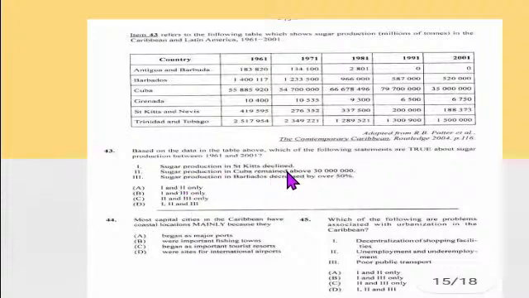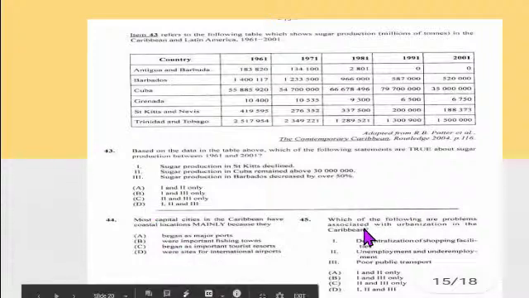2, sugar production in Cuba remained above 30. Cuba, that is correct as well. So 1 and 2 is in. All right. So that means B is out, C is out. So it's either A or D. 3, sugar production in Barbados decreased by over 50%. Barbados 14,500, yes. So 1, 2, and 3. So for 43, it would have been letter D.